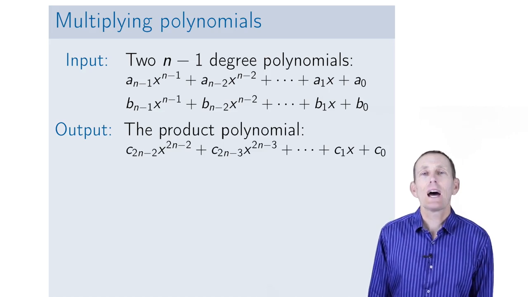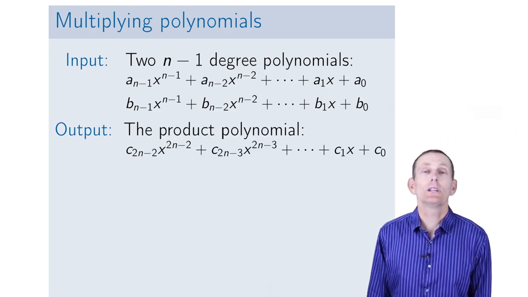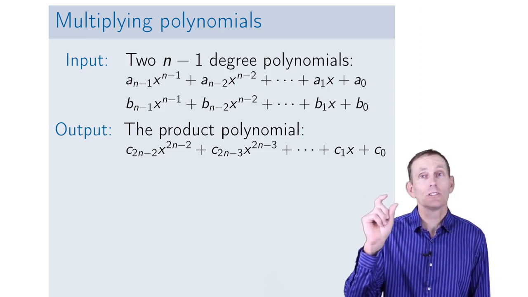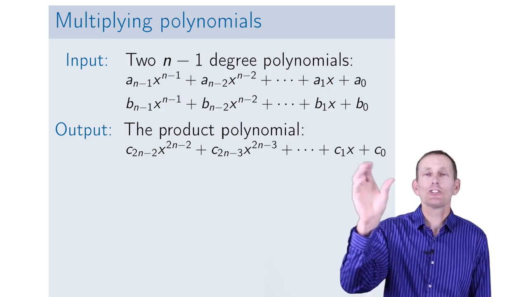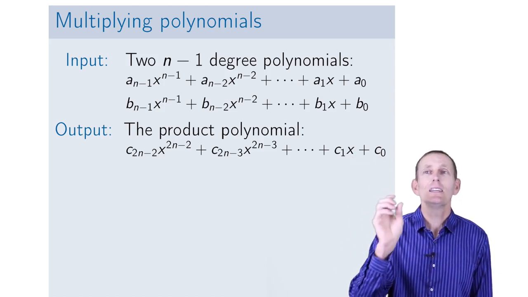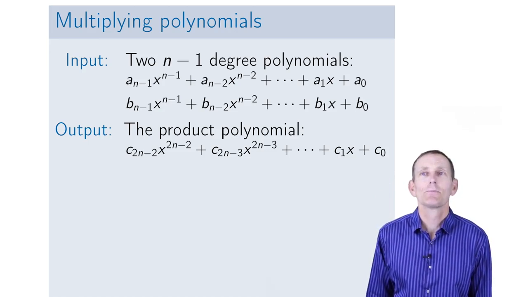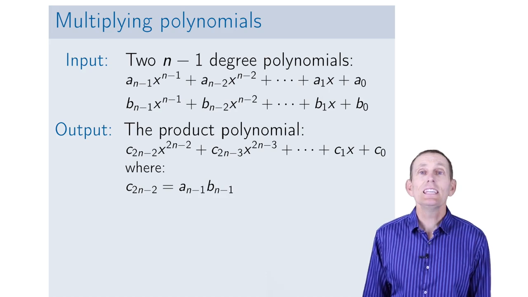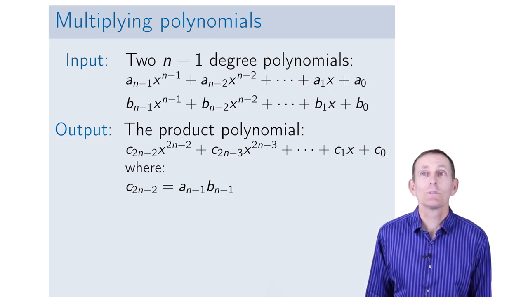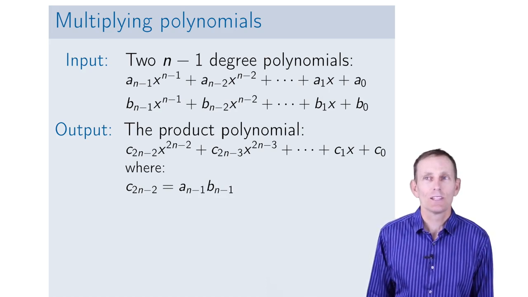And then the product polynomial is the result that we want to come up with. So that's a higher degree polynomial. If our incoming polynomials are of degree n-1, then we're going to get a term of x to the n-1 in A times x to the n-1 in B, and that's going to give us an x to the 2n-2 in the C term. So the c sub 2n-2 term comes about from multiplying the a sub n-1 term and the b sub n-1 term.